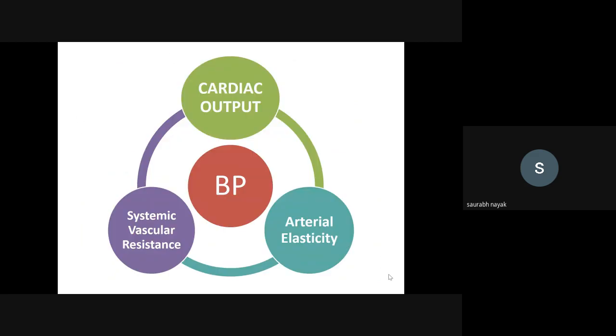So blood pressure is mainly dependent on three factors: cardiac output, arterial elasticity, and systemic vascular resistance. So if we want to reduce blood pressure, then we have to reduce cardiac output or systemic vascular resistance or both. All our antihypertensive drugs act by modifying these factors only.